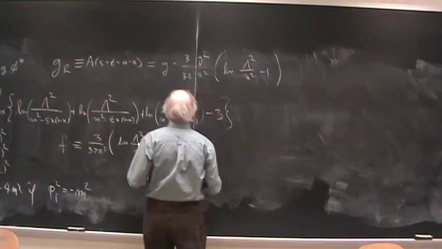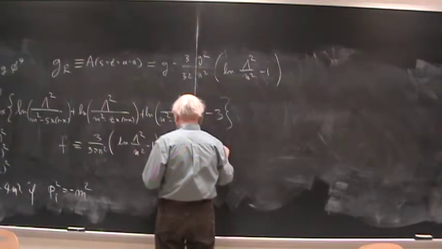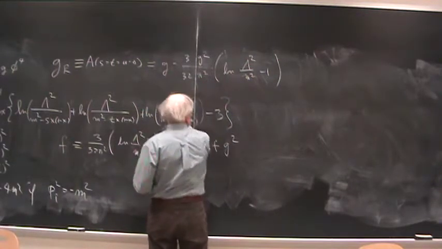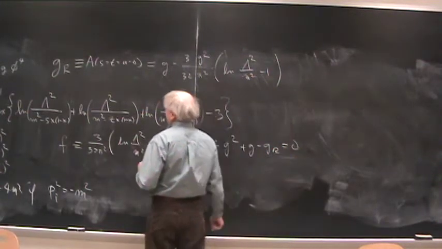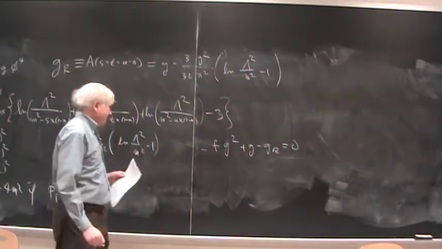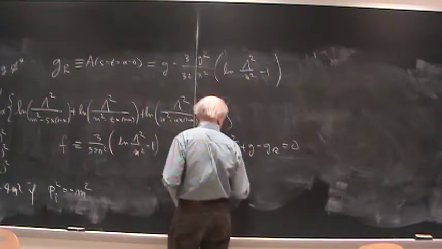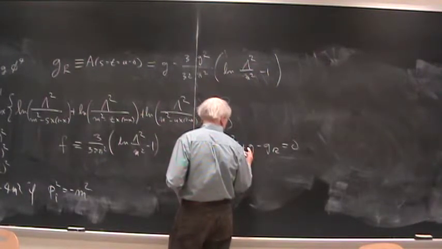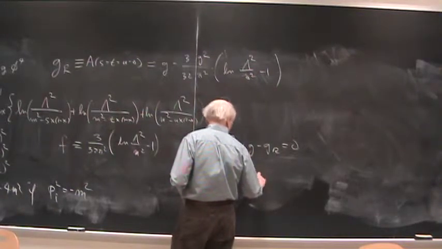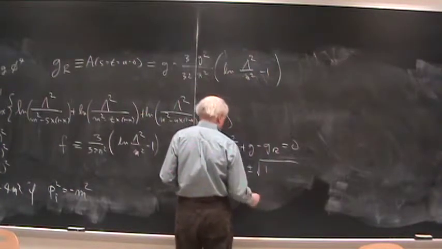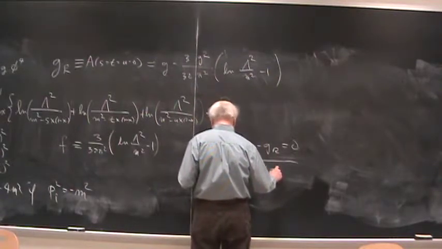if we look on the right-hand side, minus f g² plus g minus g_R equals 0. This is a quadratic equation, and that tells us that g is minus b, so that's minus 1, plus or minus the square root of b², which is 1, minus... oh, all right, I did make a mistake.